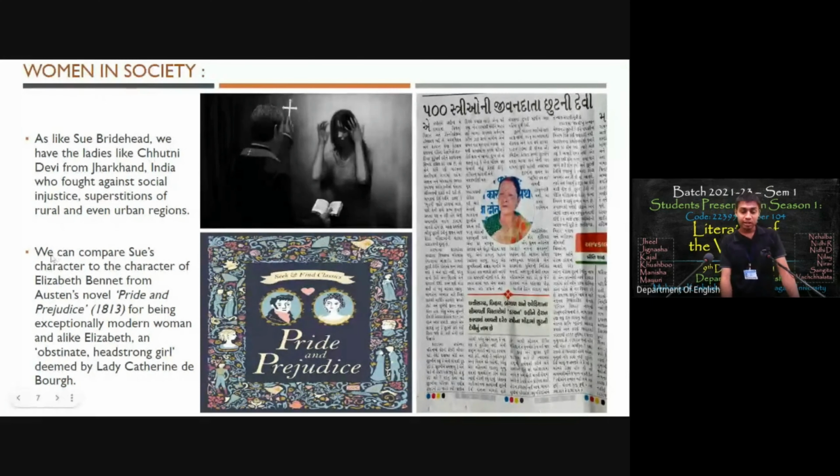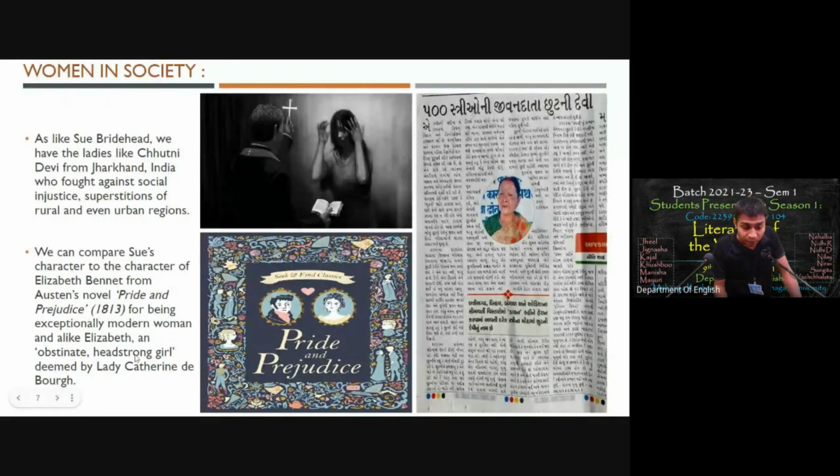Another thing, we can compare Sue's character to the character of Elizabeth Bennet from Jane Austen's novel Pride and Prejudice, written in 1813. So before this novel, written in 1895, in the early Victorian age, in 1813 it was there. Pride and Prejudice was written by Jane Austen. So Hardy might have taken reference from this character, who knows?